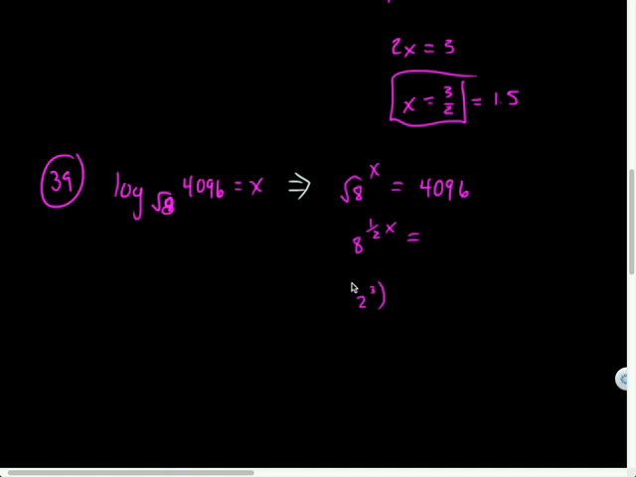Right, so 2 to the 3rd, all to the 1/2 x. I'll just keep working on this side. So this is the same as 2 to the 3/2 x. Tricky. Now 4096, I believe, is 2 to the 12.